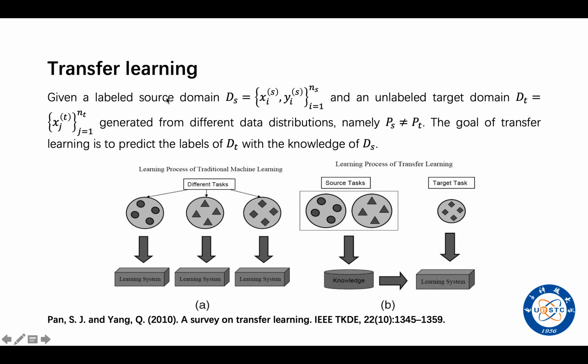Given a labeled source domain, DS, and an unlabeled target domain, DT, generated from different data distributions, the goal of transfer learning is to predict the labels of DT with the knowledge of DS. And this figure shows the difference between the learning process of traditional machine learning and transfer learning.